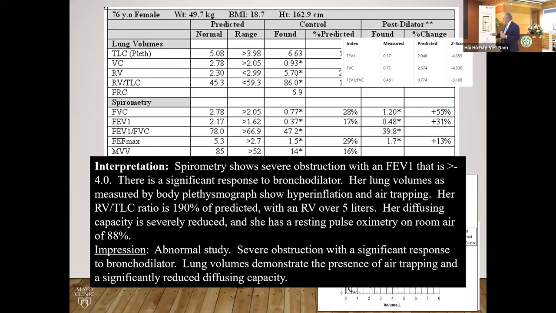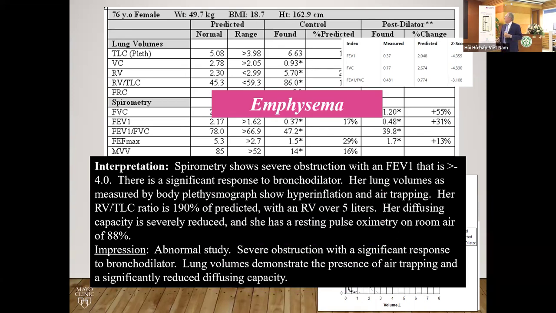So we say it's an abnormal study with severe obstruction, with significant response to bronchodilators, lung volumes demonstrate the presence of air trapping, and a significantly reduced diffusing capacity. So a little bit of a summary, right? Okay, so that is simply moving through an algorithm for someone with severe obstructive lung disease, air trapping, and gas exchange abnormality, and this person had emphysema, okay?